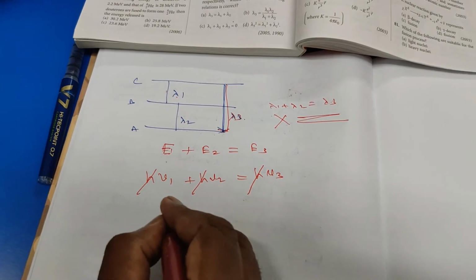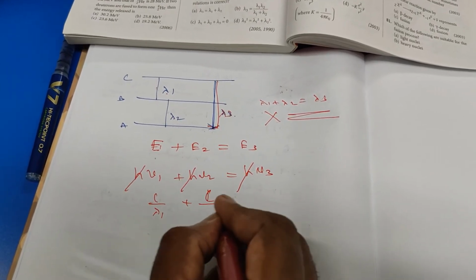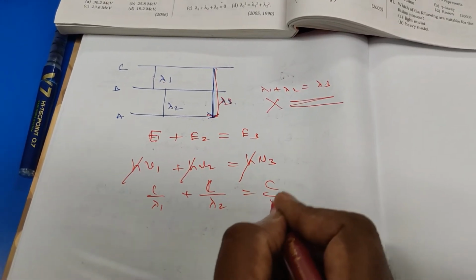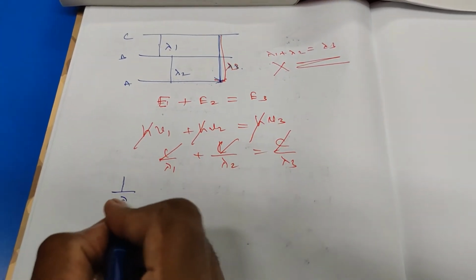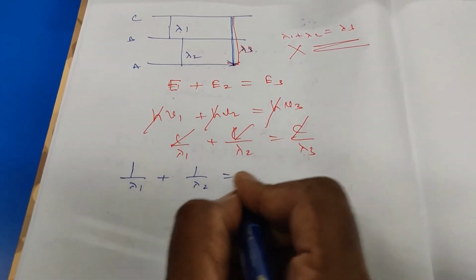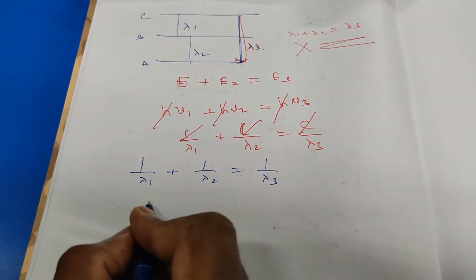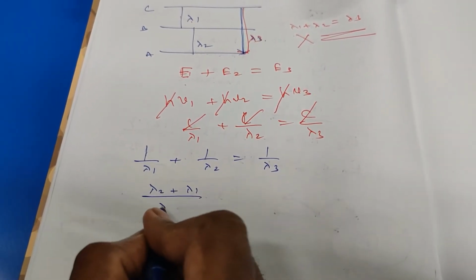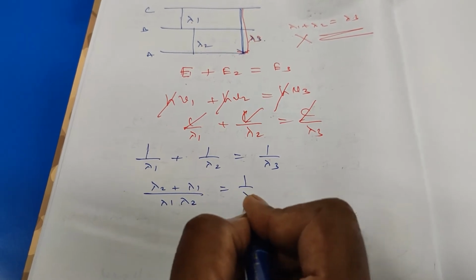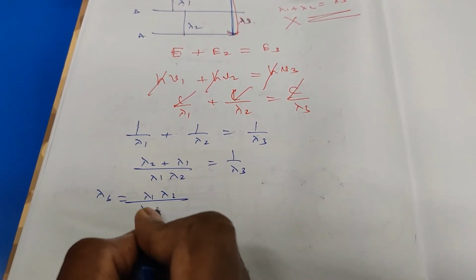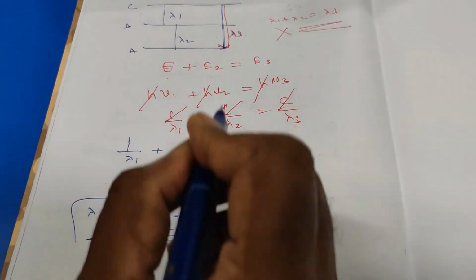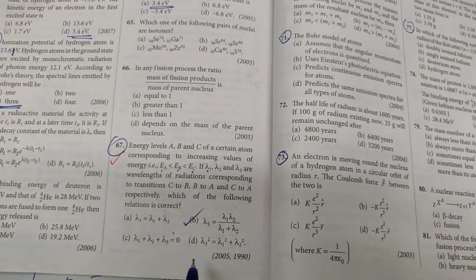Nu is what? c by lambda. c by lambda 1 plus c by lambda 2 equals c by lambda 3. Velocity of light can be cancelled. So what you get is 1 by lambda 1 plus 1 by lambda 2 is equal to 1 by lambda 3. Take LCM: lambda 2 plus lambda 1 by lambda 1 lambda 2 is equal to 1 by lambda 3. Therefore, what is lambda 3? Lambda 1 lambda 2 by lambda 1 plus lambda 2. So this answer, where is this? This answer is in option B.